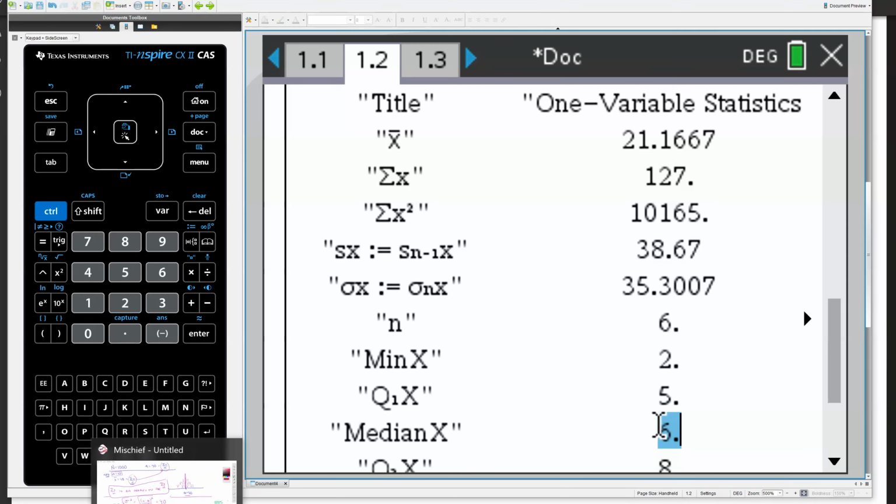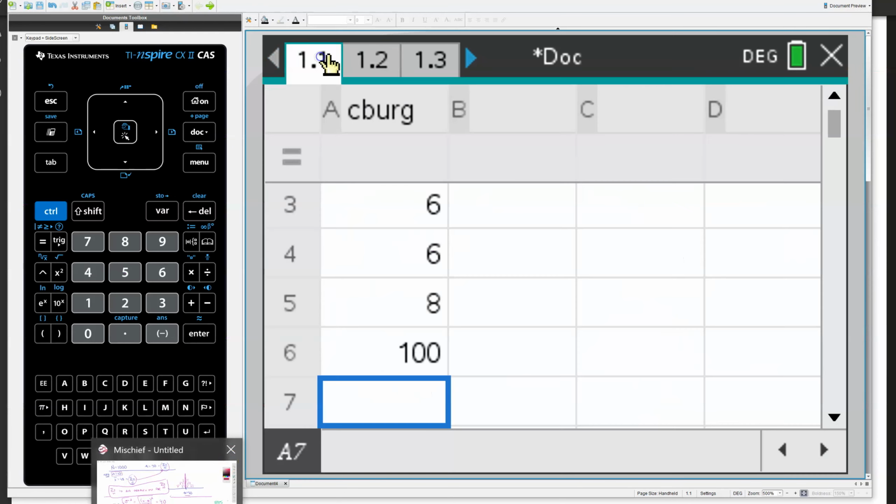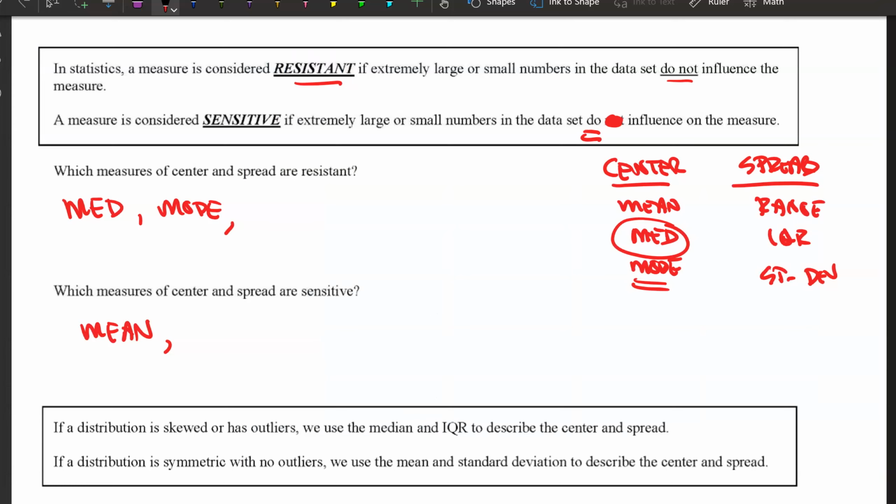Why? Because this was our data set. When we count to the middle, it isn't influenced by an extreme value. But if you add them all up, this 100 does change the numerator in that formula, makes it bigger, so the mean is influenced.